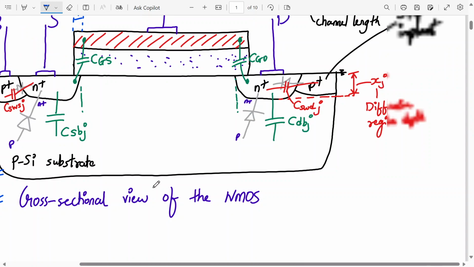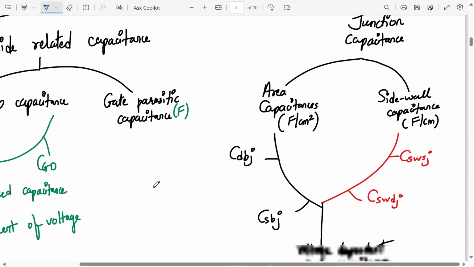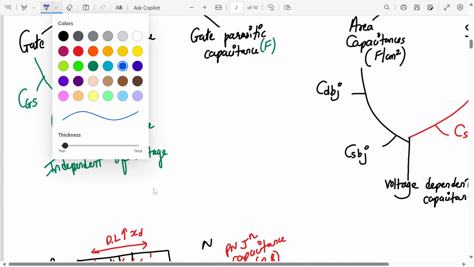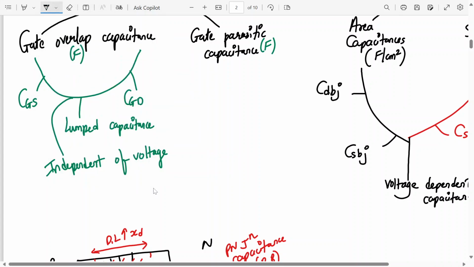Now we go on to the last category of MOSFET capacitance, that is gate parasitic capacitance. There are three types over here. Which are the three types? I'll write it down: CGD, CGB, CGS. So this is gate to source parasitic capacitance, gate to substrate parasitic capacitance, and gate to drain parasitic capacitance.